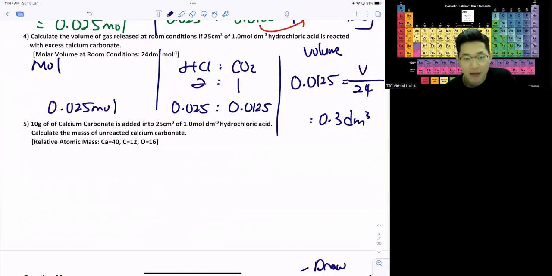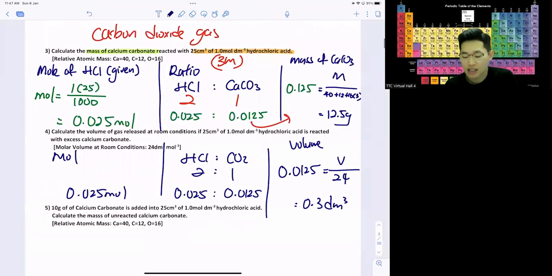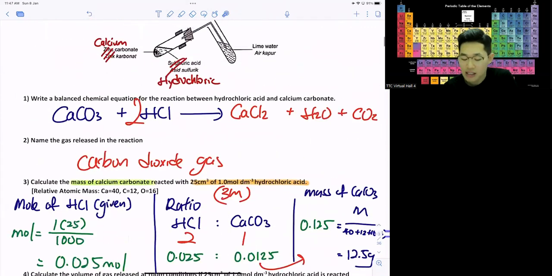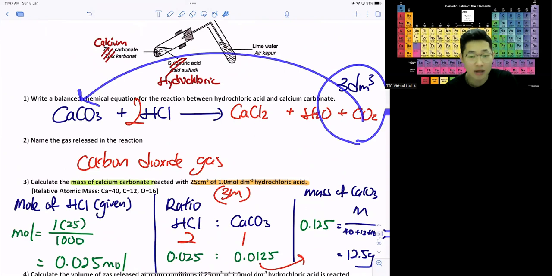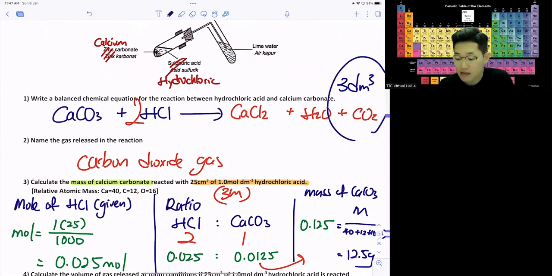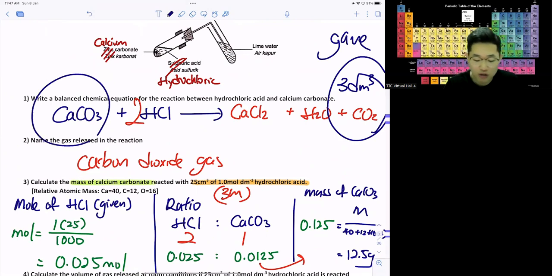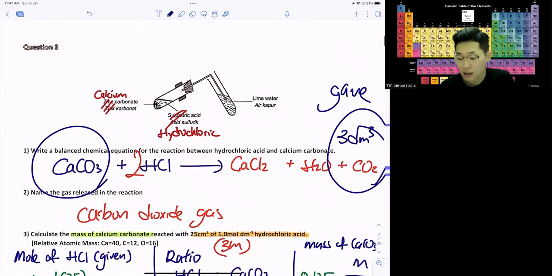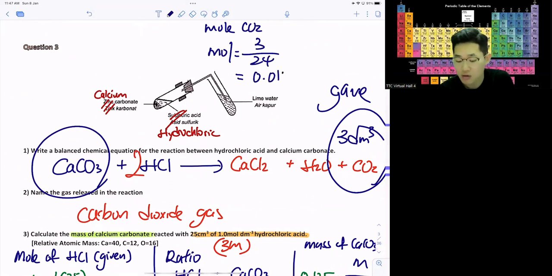Okay, just in case, the question started with the volume of gas. So they say, this reaction produced 3 dm3 of gas. Please find the mass of calcium carbonate. How do you do it? Let's say they give you this and want you to find the mass. Same thing, starting from the value given, you find the mole of CO2. They give you volume, then you use the formula volume over molar volume, which is 0.0125.